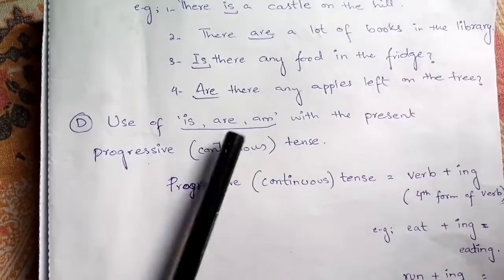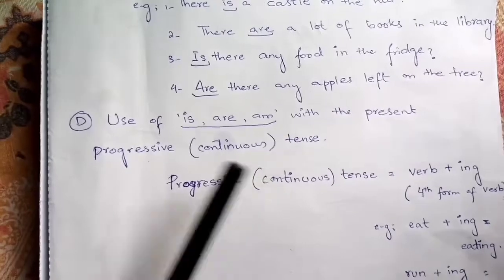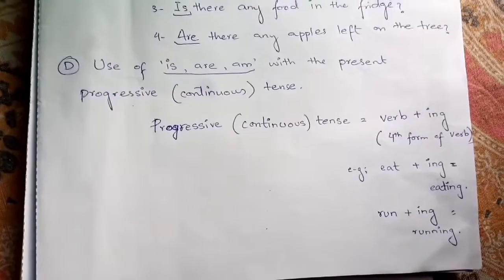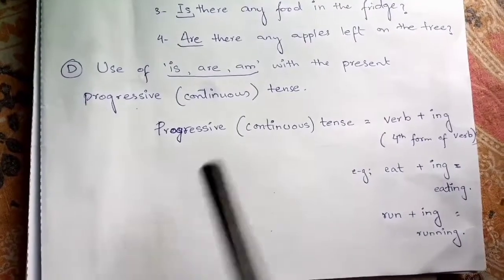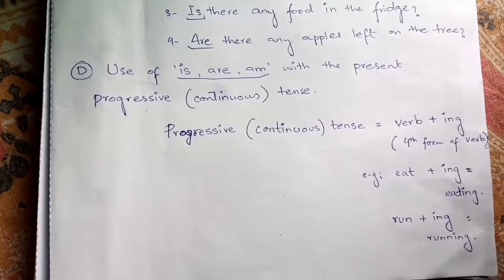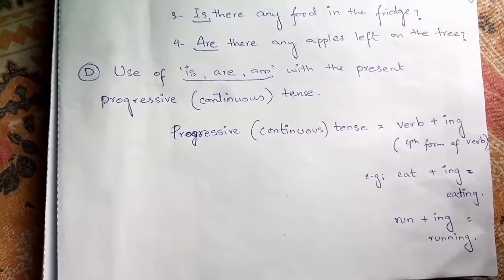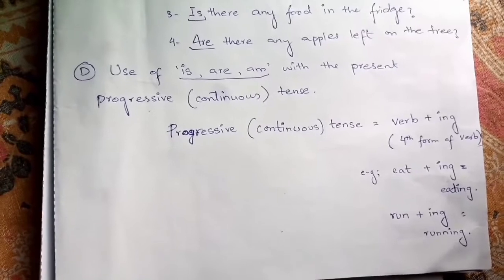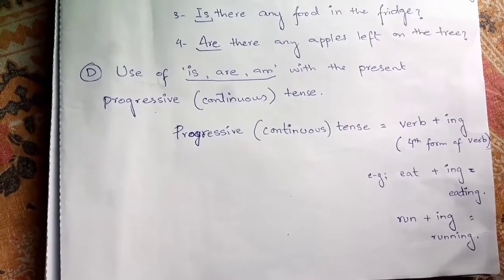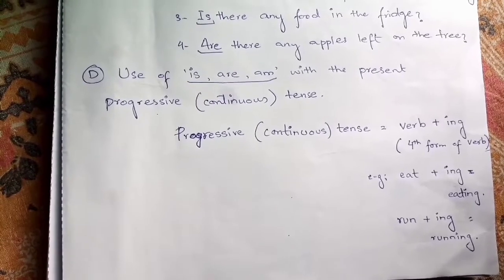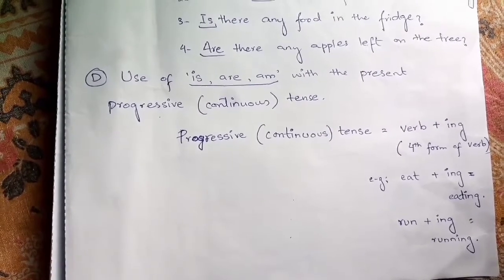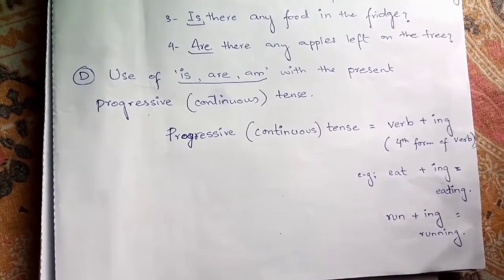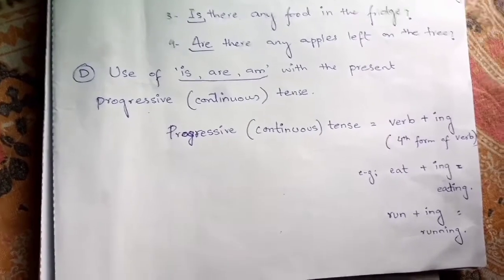You also have to use the words is, are and am with the present progressive tense. Present progressive tense is also called the continuous tense. So over here, a question emerges: if a sentence is given to you, how will you recognize whether this is a present progressive tense or a present continuous tense? If a sentence contains the supporting word is, are or am, and a verb contains ing, then that sentence will be the continuous tense.